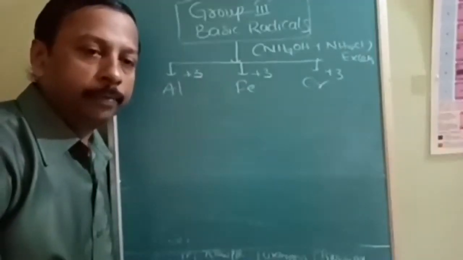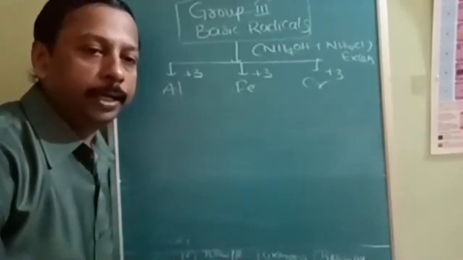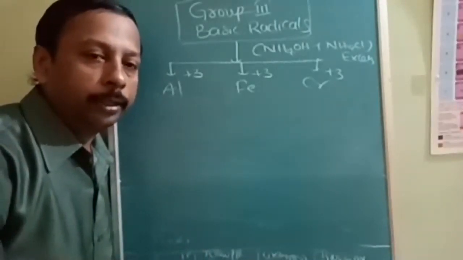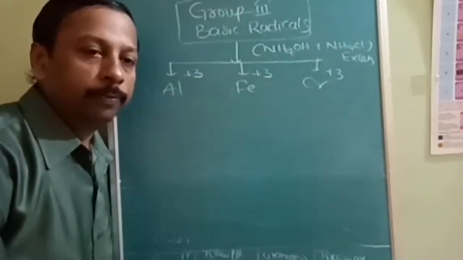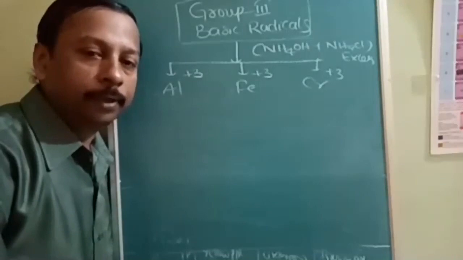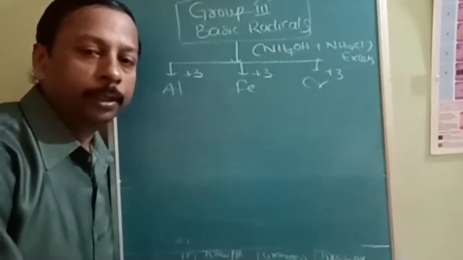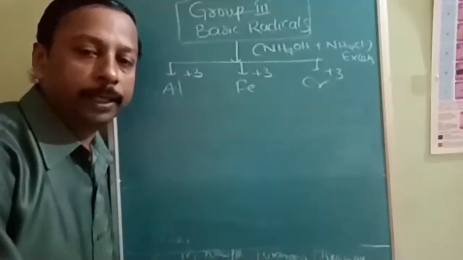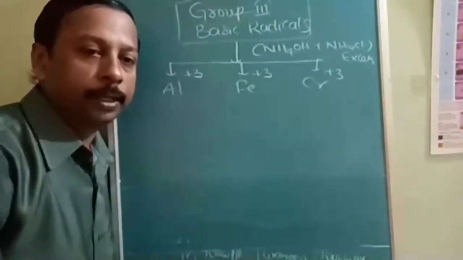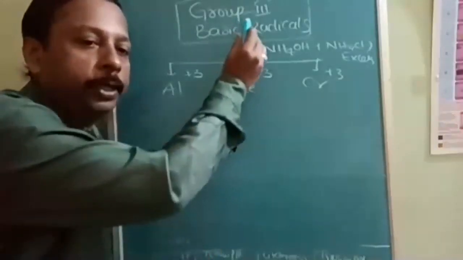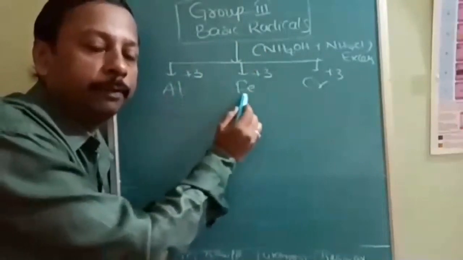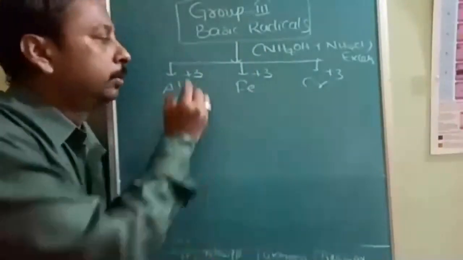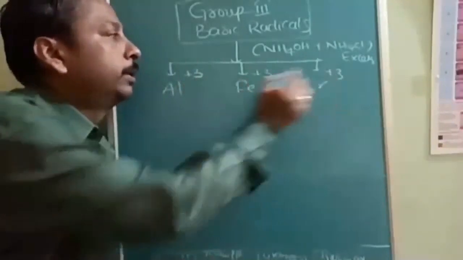So in this lecture, we are going to cover detection and identification through the algorithm of the group 3 basic radicals. Before proceeding further, first of all, you should know what basic radicals you are going to identify. Group 3 contains 3 ions with 3 positive charge: aluminium, ferric, and chromium. So Al+3, Fe+3, and Cr+3.